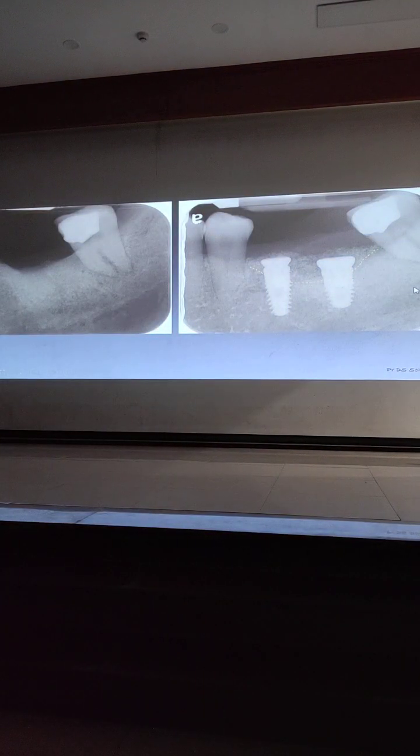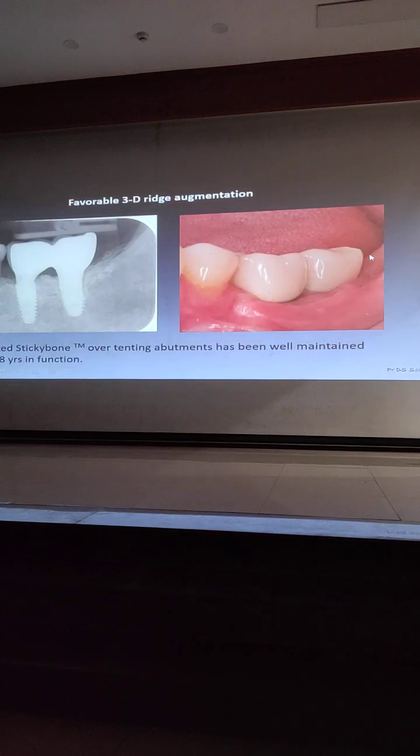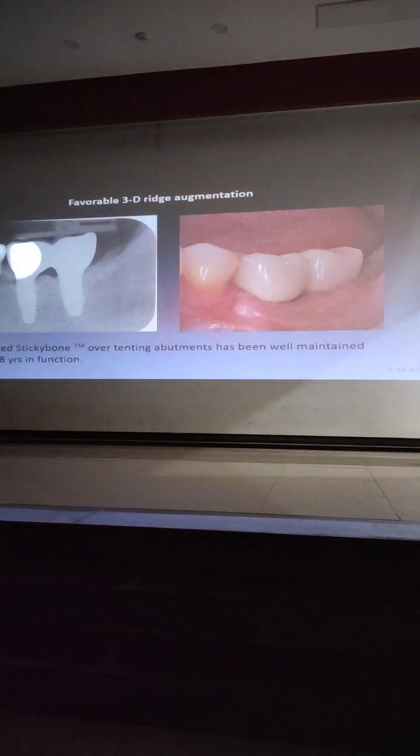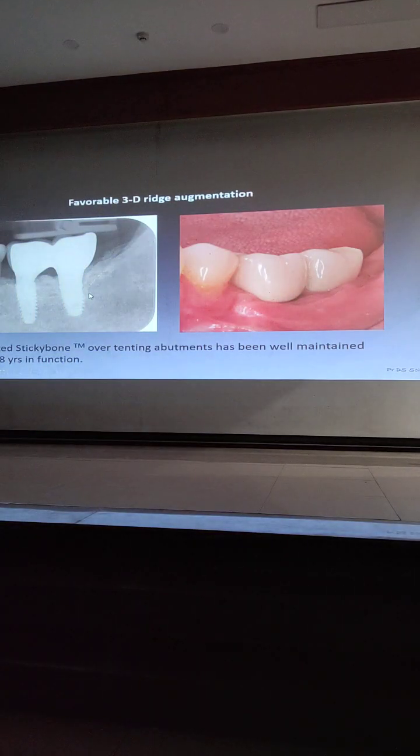This is before. This is post-op. You can see the bone graft over the tenting pole over the neck. This is the 8 years function. Wow, look at the bone, uniform bone over the implant platform. There is no remodeling marginal bone resorption over time, thanks to the tenting pole abutment.